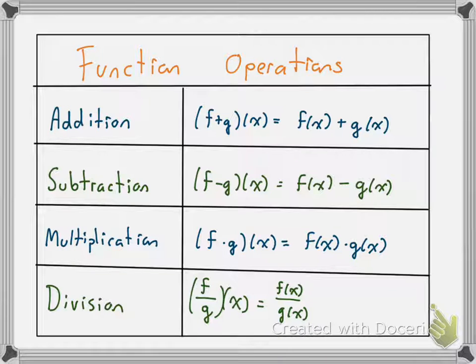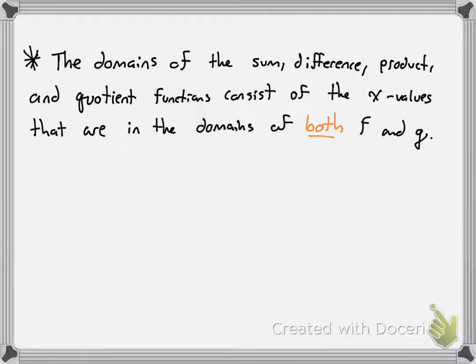Finally, with division, I would take both functions and divide them with each other. One extra stipulation here is that I need to make sure that whatever I input for x, my output cannot be 0 in the denominator. So this is going to lead into domains. The domains of the sum, difference, product, and quotient functions consist of all of the x values that are in the domains of both f and g.